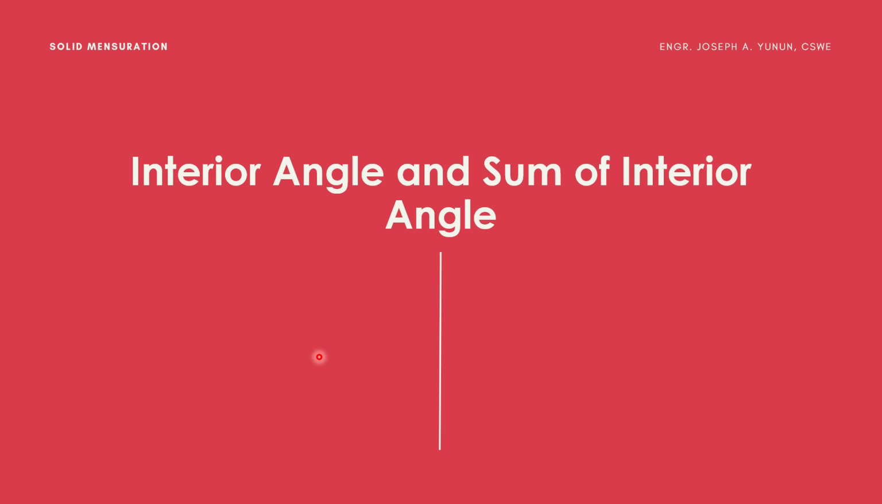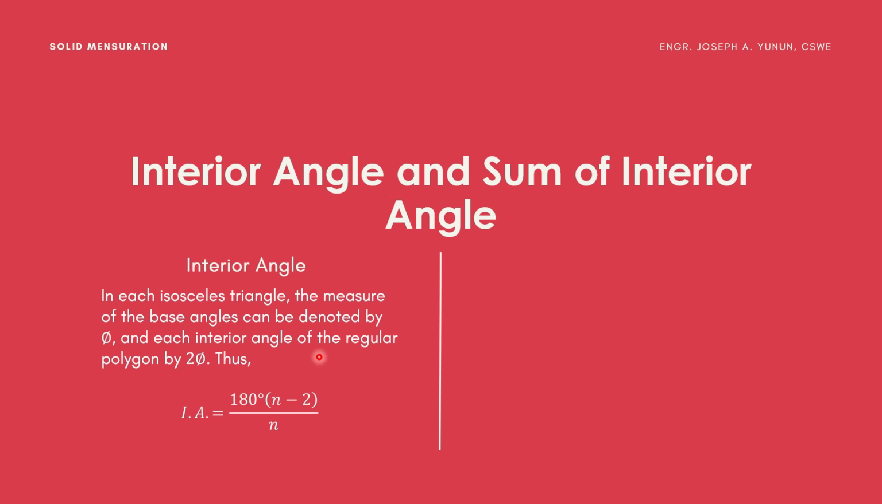So the interior angle and the sum of interior angles. For the interior angle, you have this formula. It's represented by IA, the abbreviation for the interior angle. The interior angle is equivalent to the product of the number of sides minus 2, multiplied by 180 degrees, and divide the whole product by the number of sides. So this is the formula for the interior angle.